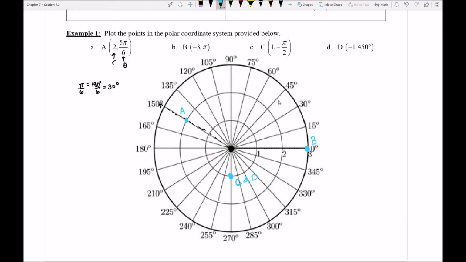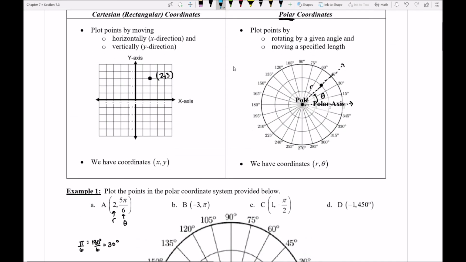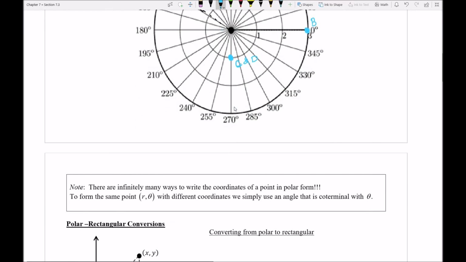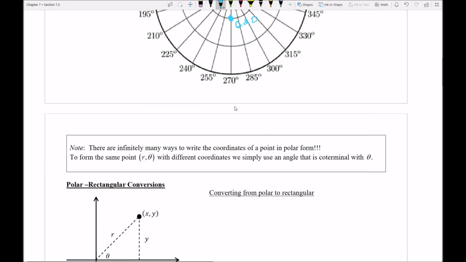What we'll notice is that there were 2 different sets of directions that led me to the exact same point. Notice that's actually not even possible to happen in our regular Cartesian or rectangular coordinate system. There's no way that anyone could give me a different set of directions and have me arrive at the same point. But in polar coordinates, that is possible. If you take a look at the next page, you'll see how I've summarized this in the note in the box below. There are actually infinitely many ways to write coordinates of a point in polar form.